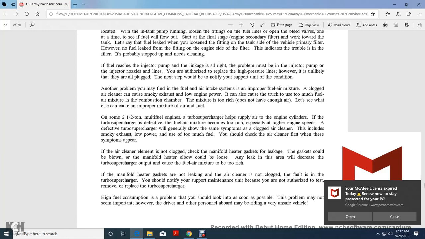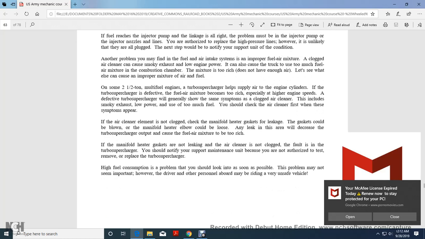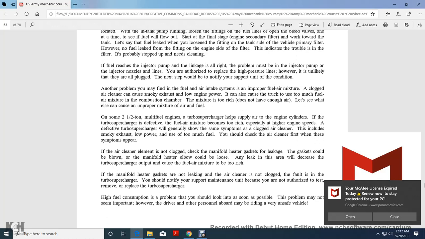Nozzles and lines are authorized to be replaced with a high pressure line, but it is unlikely that they are all plugged. The next step is to check all supports and conditions. Another problem you may find is with the fuel intake system and the important fuel air. Make sure to check for a clog in the air cleaner.